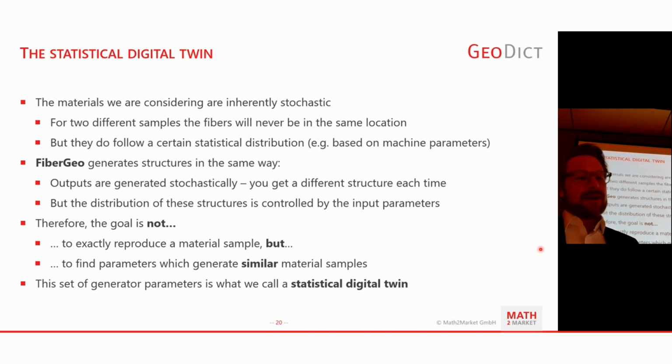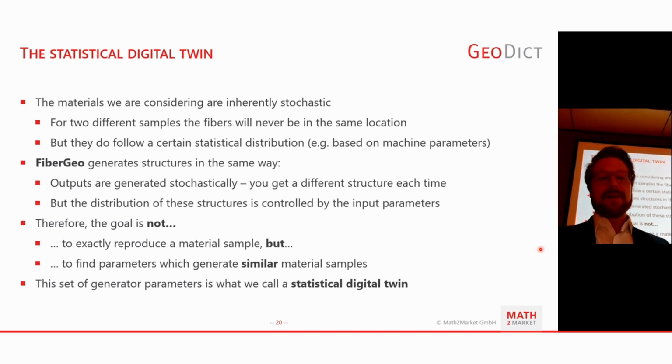So here the goal is not to exactly reproduce a material sample, reproduce an analytical representation of our CT scan, but to find parameters of our structure generators, and in this case FiberGeo, which generate similar material samples. And what is a similar material sample depends, of course, on your demands with respect to these structures. And this set of generator parameters, or rather this distribution of materials, is what we call a statistical digital twin. Not a concrete sample, but a distribution basically of samples.